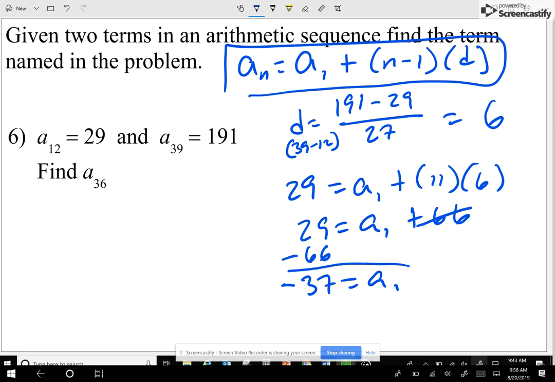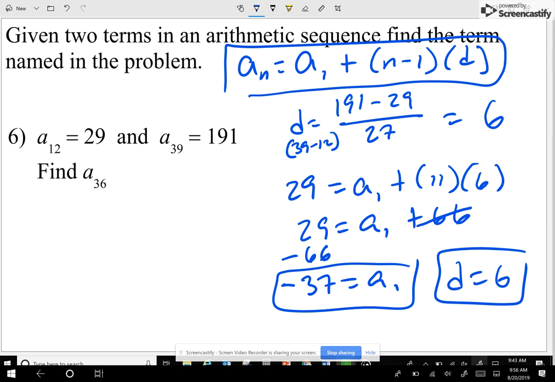So I know my first term. I know the difference is 6. I can use the formula now. So I'm going to say a of 36 is equal to negative 37 plus 37 times 6. A of 36 is equal to the first number, or a of 1, plus 37 because n minus 1, and then 6 because it's the difference. That's what I meant, 35. Just checking if you guys were awake.